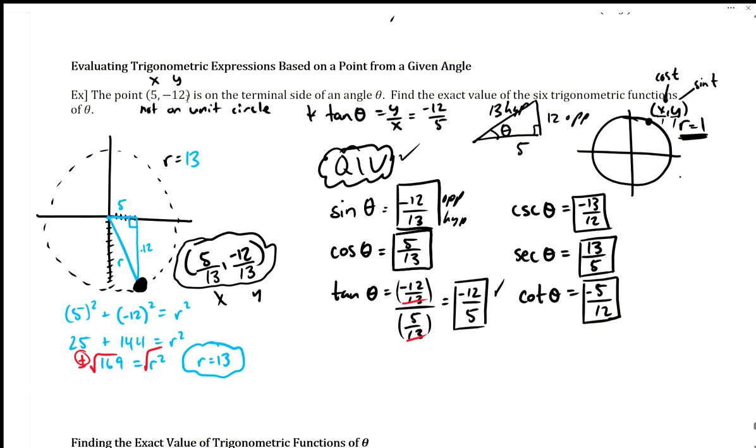Okay, so that's that. If you have questions, please let me know. One other reminder, so we do this when we have a point that's not on the unit circle. So if it's on the unit circle, you just kind of go immediate. It's ready to go. Okay, so this is just a little difference.